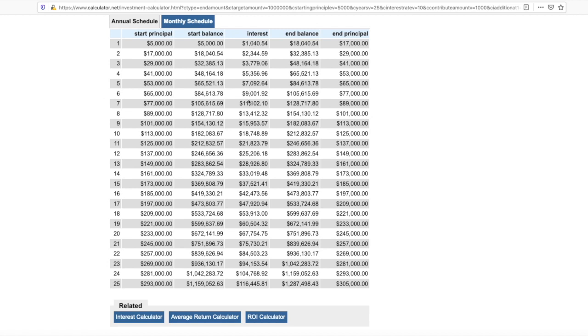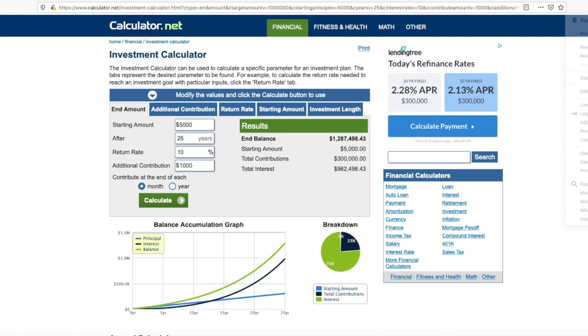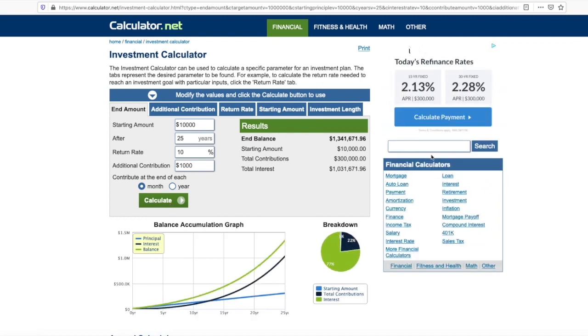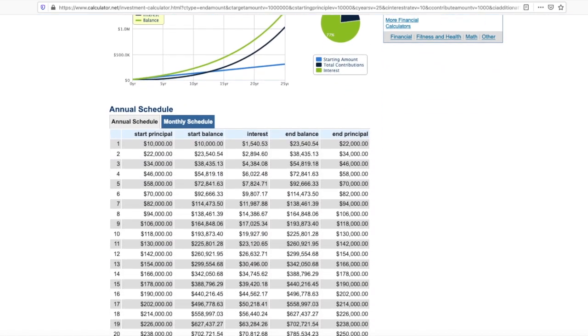So you start to see that it starts to go up. I look at the interest. That's my favorite part of it. And you see all the way down to year 35, it's like 100 grand per year. And, of course, you can play around with the numbers right here. Right? So you got $10,000 for 25 years. 1.3. That's pretty good, you know?